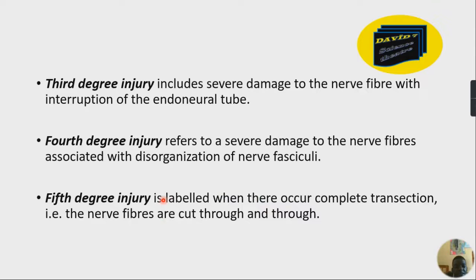So here the fifth degree is very bad, to an extent that degeneration starts immediately after injury, unlike these other degrees of injury according to Sunderland. So let's continue.